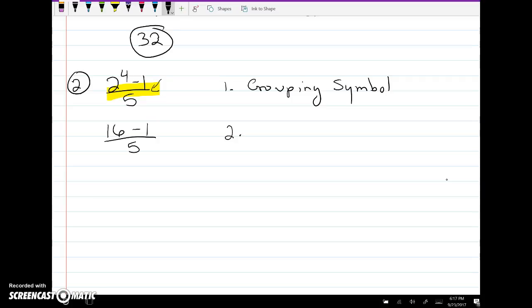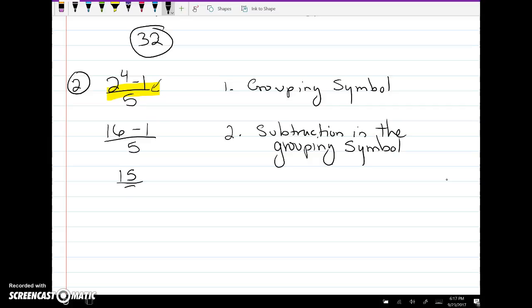Again, because we're working on our grouping symbols, my subtraction has to come first because of working in the grouping symbol. So 16 minus 1 is 15. And I don't do anything to the denominator because there's nothing there, just a number.